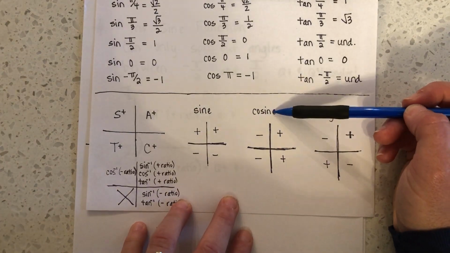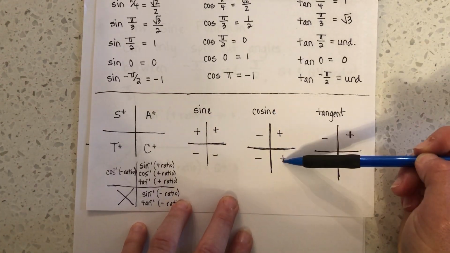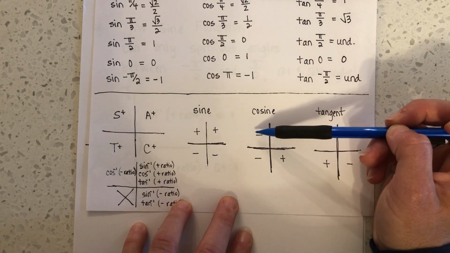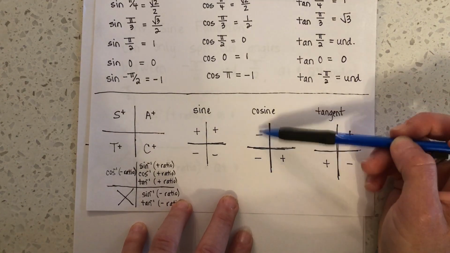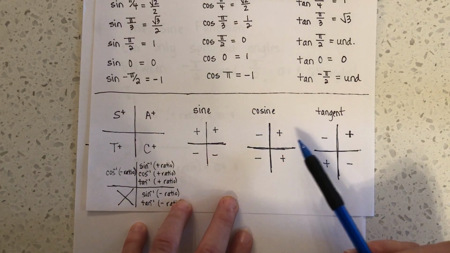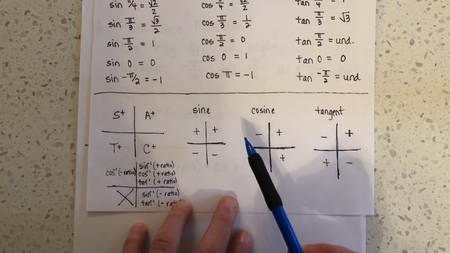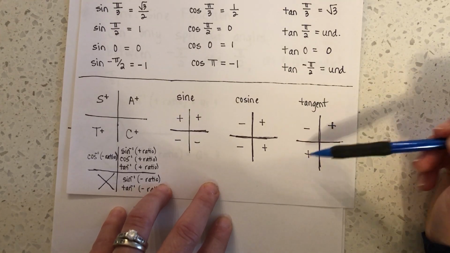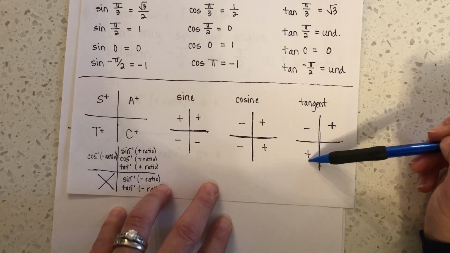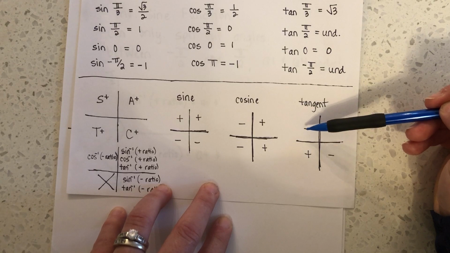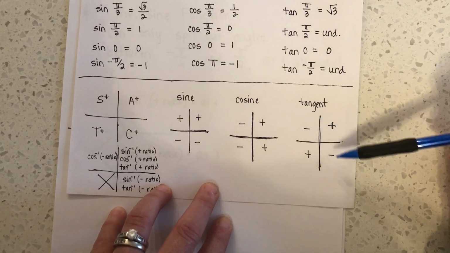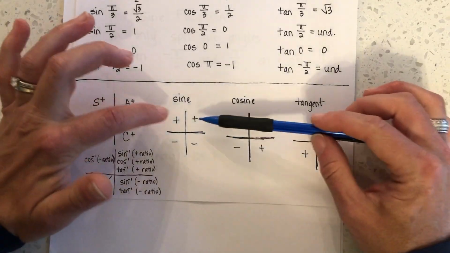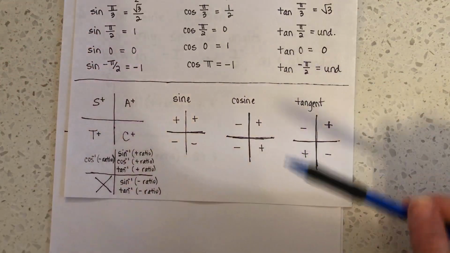The cosine of an angle in quadrant 1 or quadrant 4 gets you a positive ratio, but the cosine of an angle in quadrant 2 or 3 gets you a negative ratio. And remember, these are the regular trig functions, not the inverse. This is how the regular ones work. The tangent of an angle in quadrant 1 or quadrant 3 gets you a positive ratio, but the tangent of an angle in quadrant 2 or quadrant 4 gets you a negative ratio. So every trig function has ratios that are positive in 2 quadrants and negative in 2 quadrants.